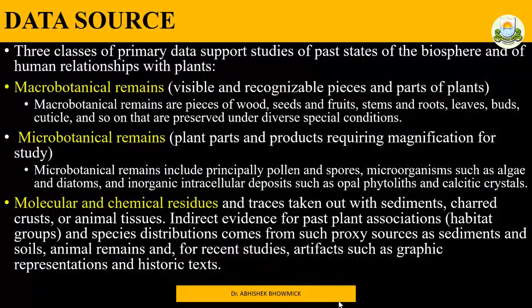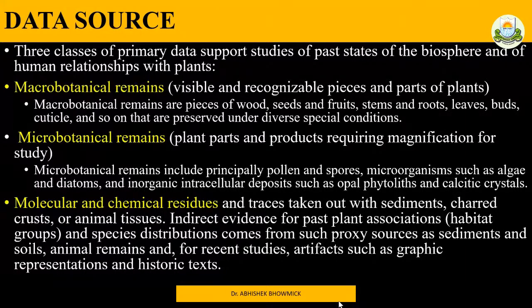And what types of data can be considered? What is the source of the data? So we can understand this as three classes. The macrobotanical remains, that is, visible and recognizable trees or parts of plants. Macrobotanical remains are pieces of wood, seeds and fruits, stems and roots, leaves, buds, cuticles and so on that are preserved under diverse special conditions.